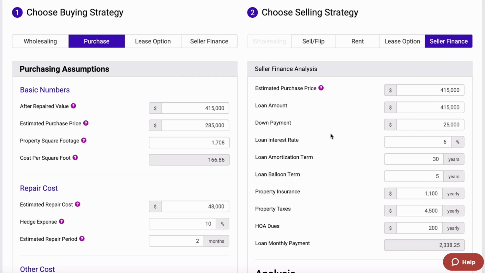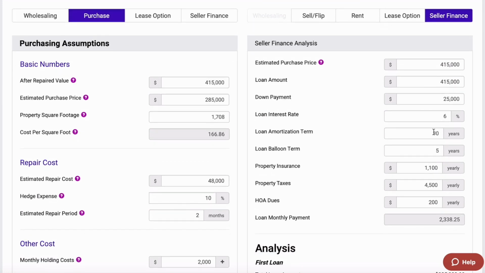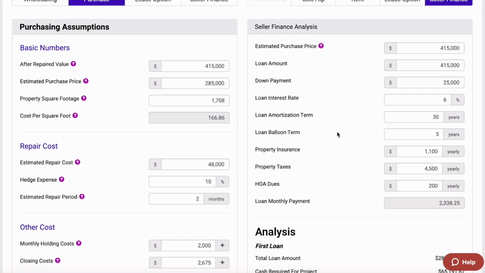Down payment in this example is $25,000 at 6% interest. We're going to amortize this over 30 years to keep that payment pretty much a normal loan you would get at Bank of America or Wells Fargo. The difference is what we call the loan balloon term.